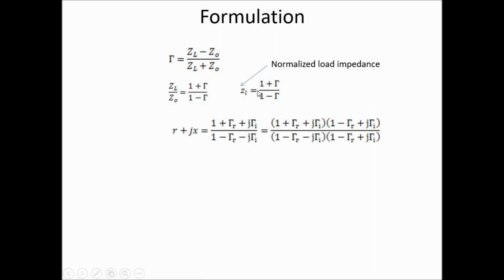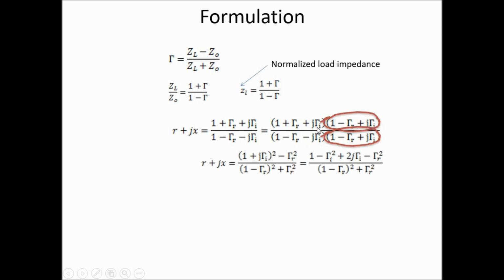As you know, it is an impedance, so it might have a real part and an imaginary part. So we write R plus jX. R is the normalized resistance and X is the normalized reactance. Also, the reflection coefficient might have a real part and an imaginary part. Now we multiply both sides with the factor 1 minus gamma R minus j gamma I.